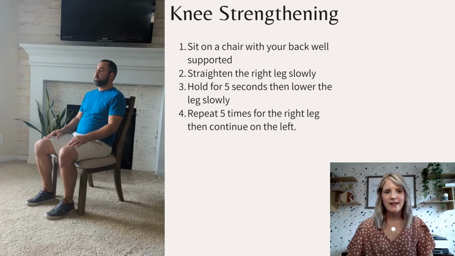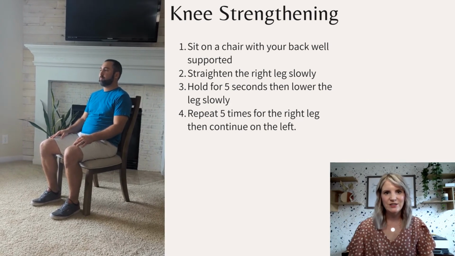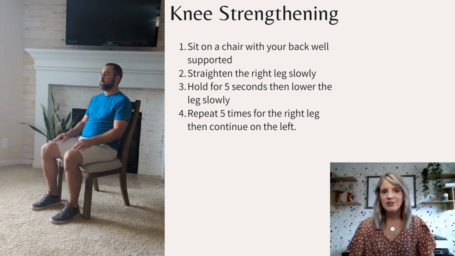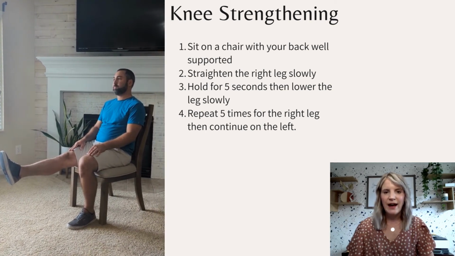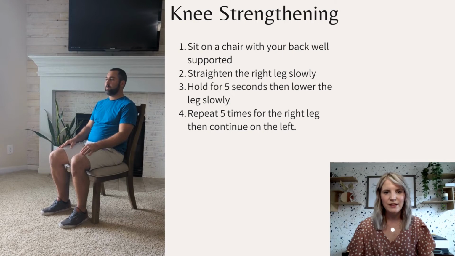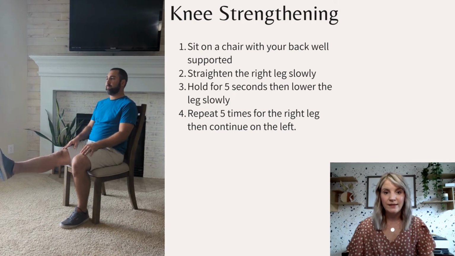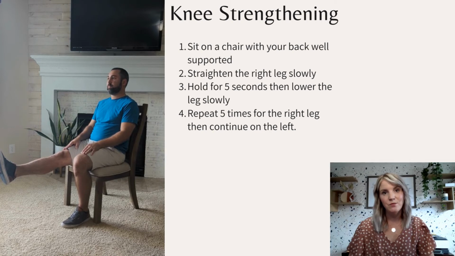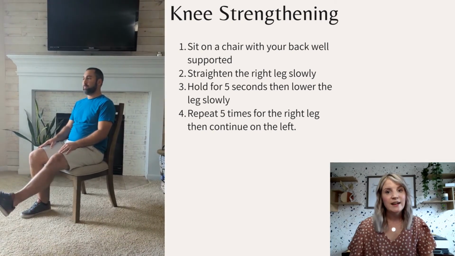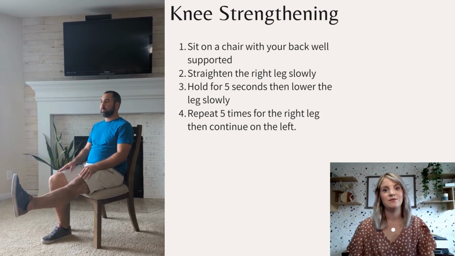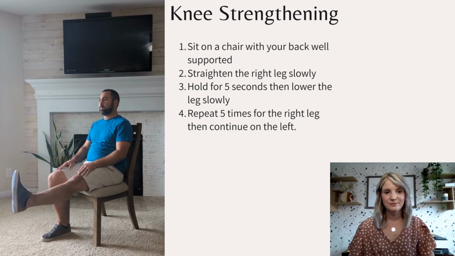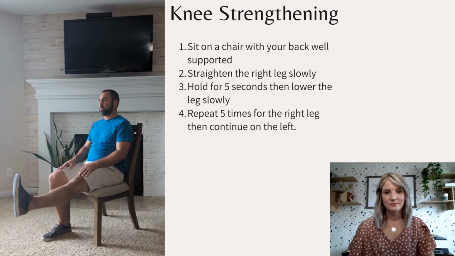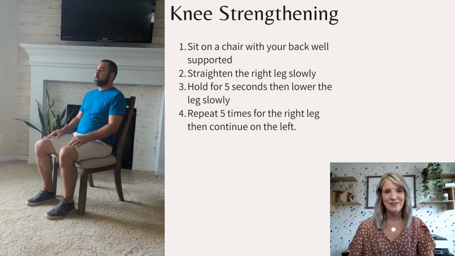Here is the knee strengthening exercise. Again, strengthening exercises are done every other day. You're going to sit on a chair with your back well supported, straighten the right leg slowly, hold for 5 seconds, and then lower the leg slowly. Repeat this 5 times for the right leg, and then continue on doing the same with the left. In order to advance this exercise, you would do all the same things that you did for the hip strengthening exercise. And now you know how to do knee strengthening exercises.